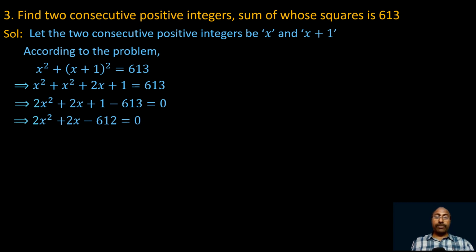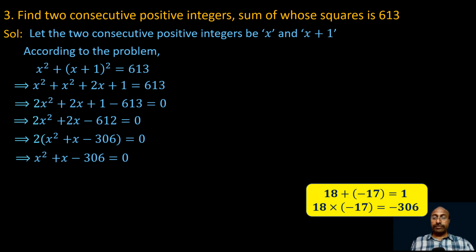To make the problem simple, we can take 2 common in all the terms, and that is 2 into x square plus x minus 306 equal to 0. That is, the product of 2 and x square plus x minus 306 equal to 0. That is, here x square plus x minus 306 equal to 0. Now let us solve this equation.